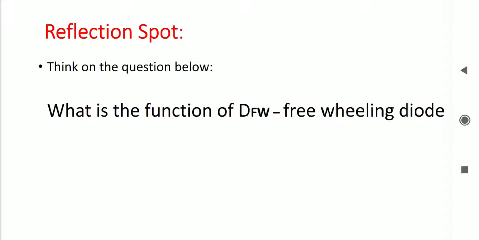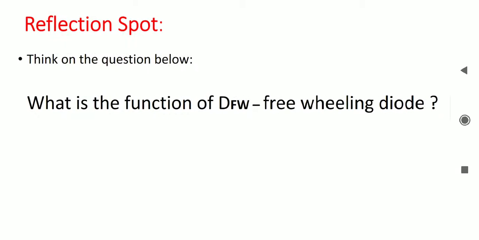Now reflection spot. Wait a minute and think on the question below. What is the function of the freewheeling diode, and when does it work?